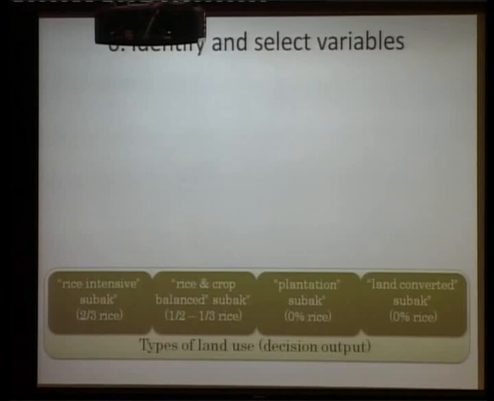Then some other land use is paddy crop. So if you change from paddy to crop, like 50% of rice will be reduced. And from paddy to a plantation, like cocoa, there's no more rice. And the same, if you convert farming land to housing, then you have no paddy production, right?